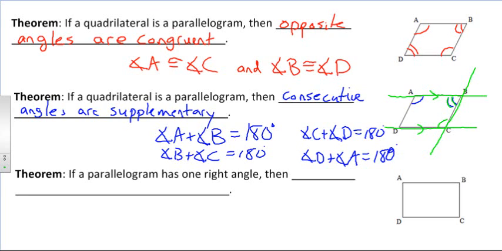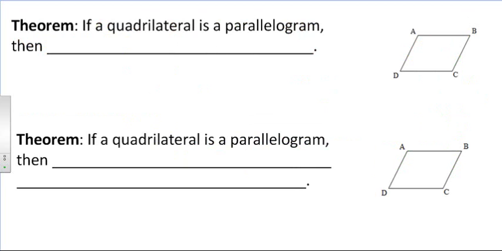Those two ideas together lead us towards this next idea, and that's if a parallelogram has one right angle, then it has four right angles. And that should make sense here. If we look at our picture, if I know one of these angles, let's say angle A is 90 degrees, well, because opposite angles are congruent, angle C would have to be. And because consecutive interior angles have to add up to 180, well, angle B would have to be 90 as well.